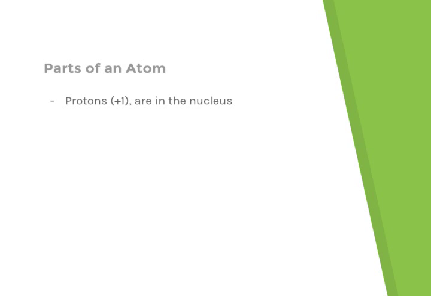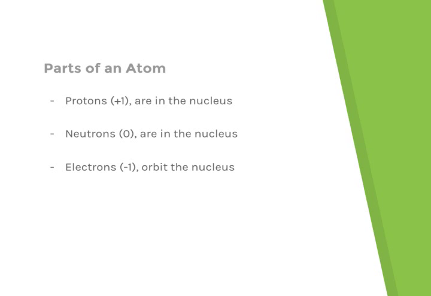Next, you've got the neutron, which is about the same mass as a proton and doesn't have a charge. It's in the nucleus with the proton, and they chill there together. And next, you have the electron, which has a relative charge of -1, and it orbits around the nucleus.